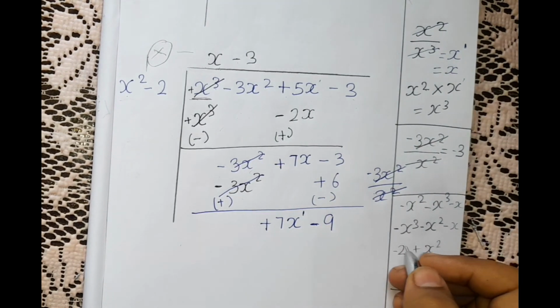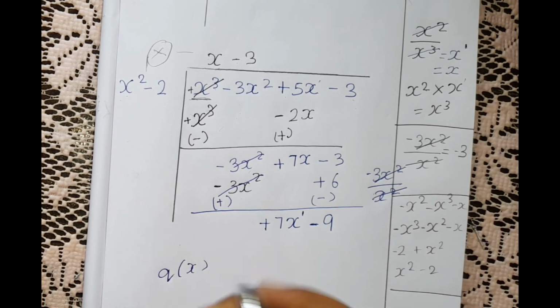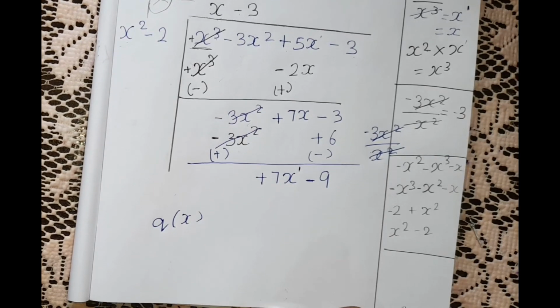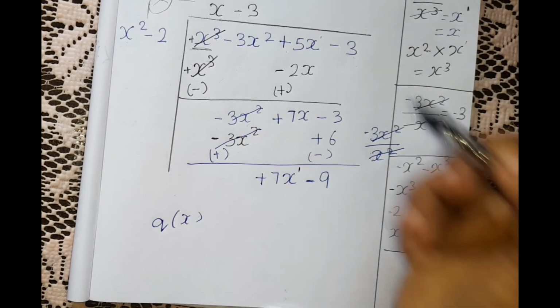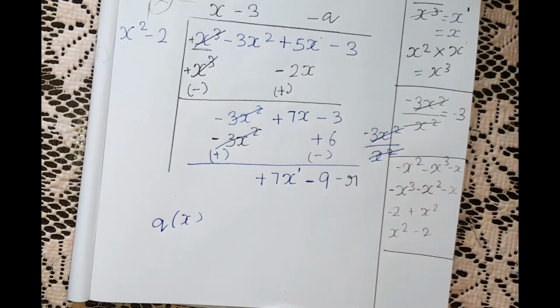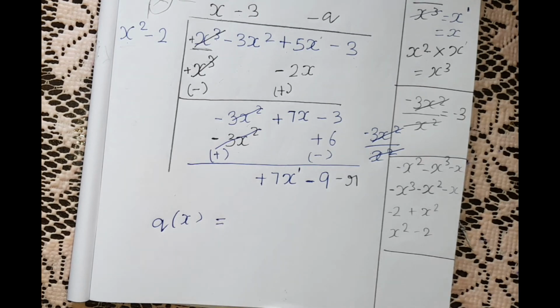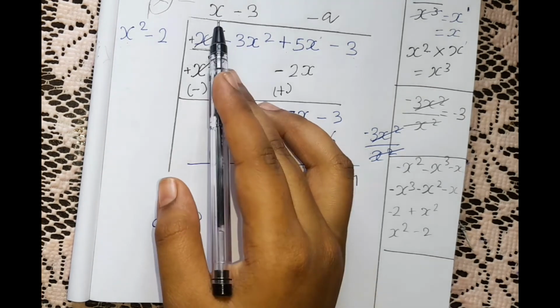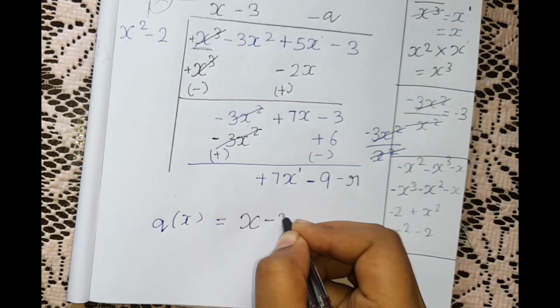Now what we are going to do is write q of x. Do you guys know what is the meaning of q? Q means quotient. So here this is the quotient, and this is the remainder. So q of x is equal to, what is the quotient value? The quotient value is x minus 3. So let me just write x minus 3.